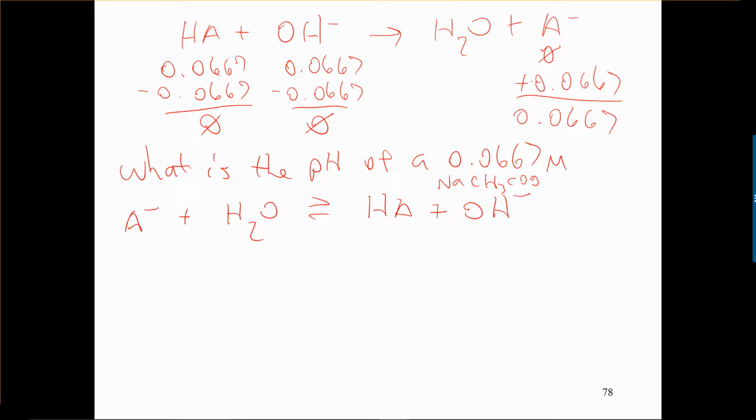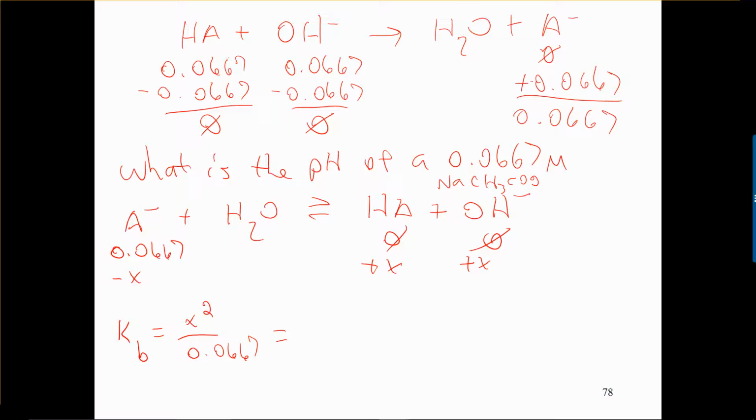Okay, so this is 0.0667, this is 0, and this is 0. Minus x, plus x, plus x. In this case, Kb equals x squared over 0.0667 minus x, but we'll drop the x. Remember, this is a basic question. Hopefully you're recognizing x squared over the molarity. Kb equals x squared over the molarity. And that's where I go from there.